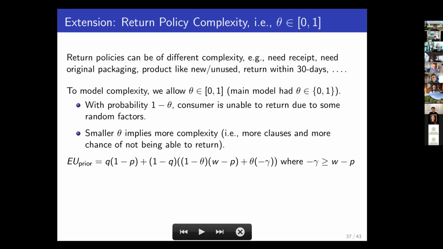And so to model complexity, we allow this theta between 0 and 1. The way to interpret it again is that with probability 1 minus theta, something happens, the policy is so complex that the consumer just can't return. It's like something random happens. It does happen to me. I wanted to return something, but then I lost the 30-day window, even though the thing was packaged and ready, sitting to be returned, but I had to drop it off at the UPS location, this Amazon return.